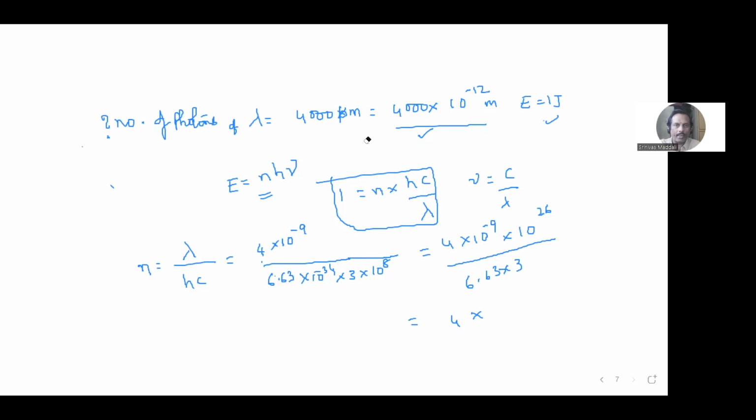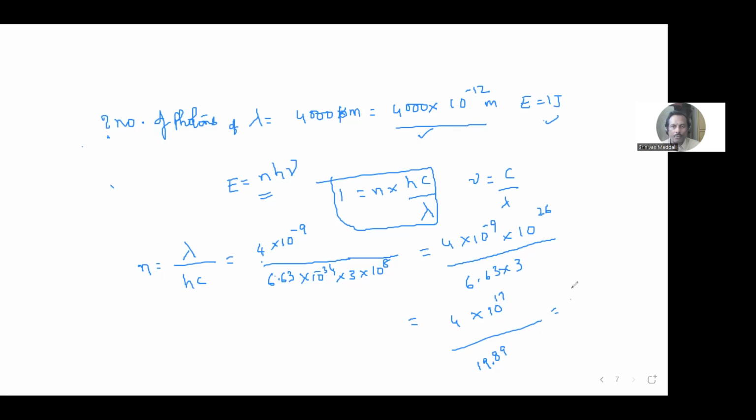So therefore you can write here 4 multiplied by 10 to the power of minus 9 into 10 to the power of 26. That becomes 10 to the power of 17 divided by 6.63 into 3. So 3 3s are 9. 3 6s are 18, plus 1, 19. So 19.9. So you can take it as 4 by 20 roughly. So that is 1 by 5.